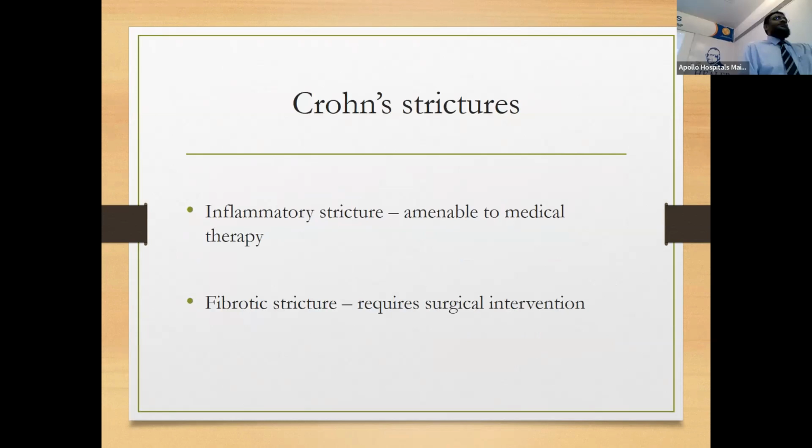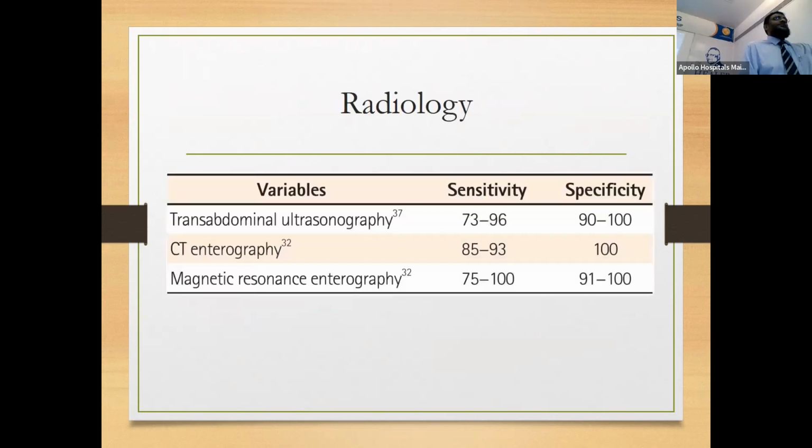So yeah, Crohn's strictures. They could be inflammatory strictures or they could be fibrotic strictures. If they're inflammatory strictures, there is a role for medical therapy. But if it is fibrotic, it requires surgical intervention. So how do we know whether it's inflammatory or fibrotic?